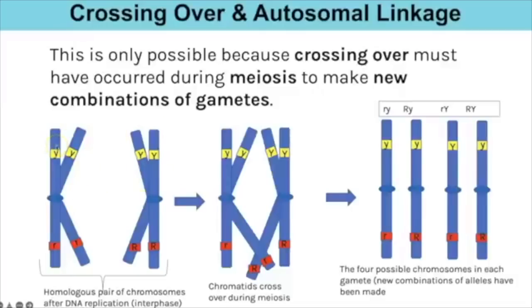We can see that we said we'd have the 2 recessive alleles linked and the 2 dominant alleles linked. If we then have crossing over, we can see that the recessive R and the dominant R cross over, that bit of the chromatid will break and exchange, and we now have 4 possible gametes instead.